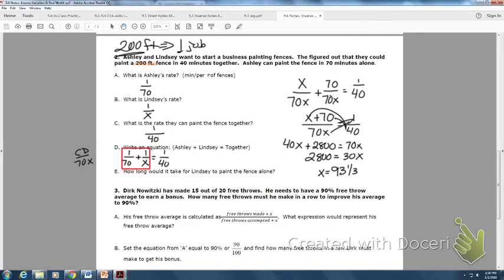So if Lindsay was to paint this fence by herself, it would take her 93 1/3 minutes. Okay, so make sure that you know how to set these up. 1 over alone, plus 1 over alone, equals 1 over together. Make sure you know what information they're giving you. They may be giving you the together time, and you have to find one of the alone. Or it may be like the first one, where it gives us both the alone times, and we have to find them together. Okay, so both of those are examples of the 1 over alones.